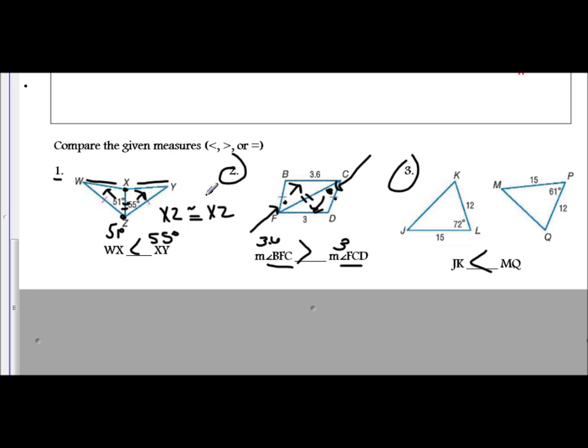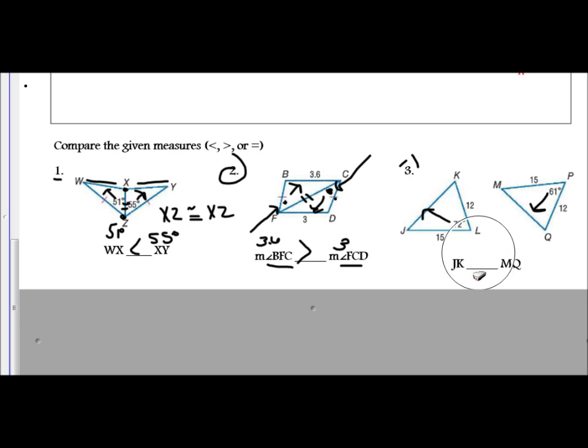Number 3, they didn't have to put the markings on here because 12 is congruent to 12. So instead of putting the hash mark there to show that they're congruent, they just put the number there because 12 is congruent to 12. And then JL is congruent to MP. So here's our included angle, 72, and here's our other one, 61. And we are comparing side JK, which is opposite the 72, to side MQ, which is opposite the 61. Well, oops, I messed up here.